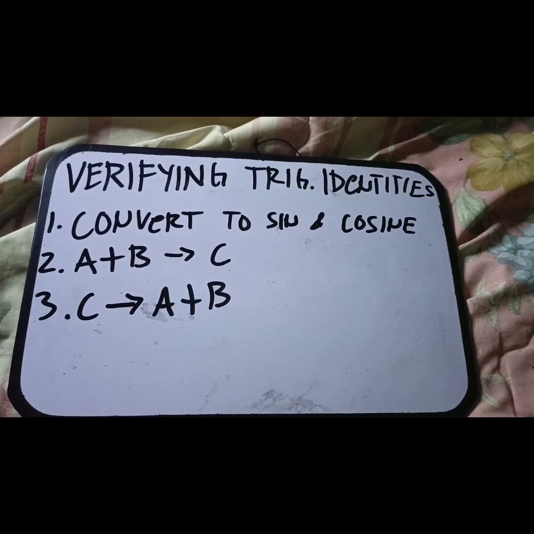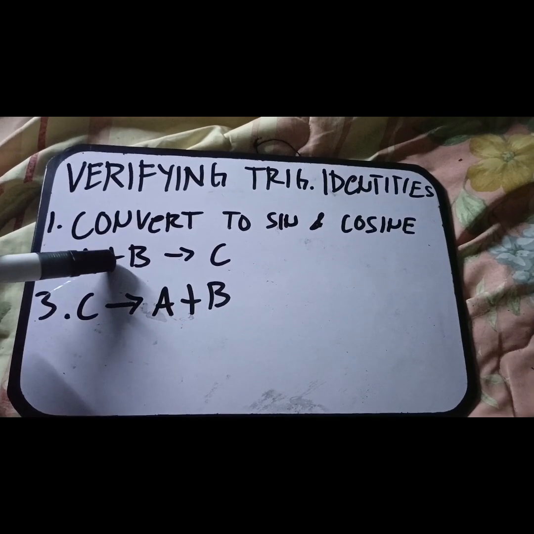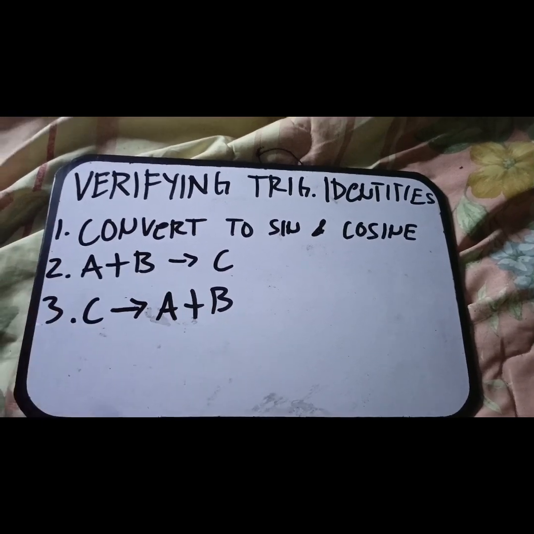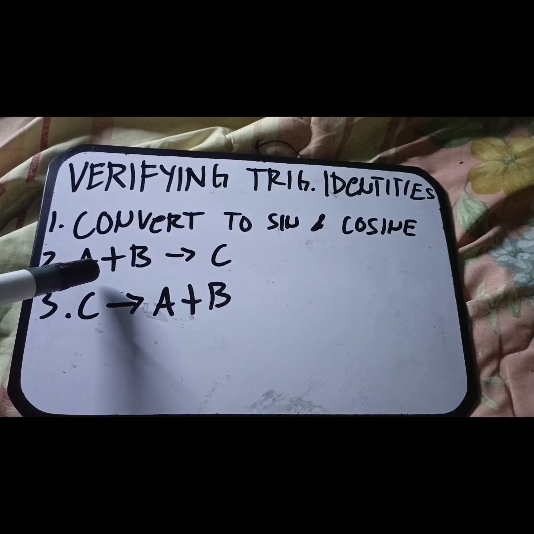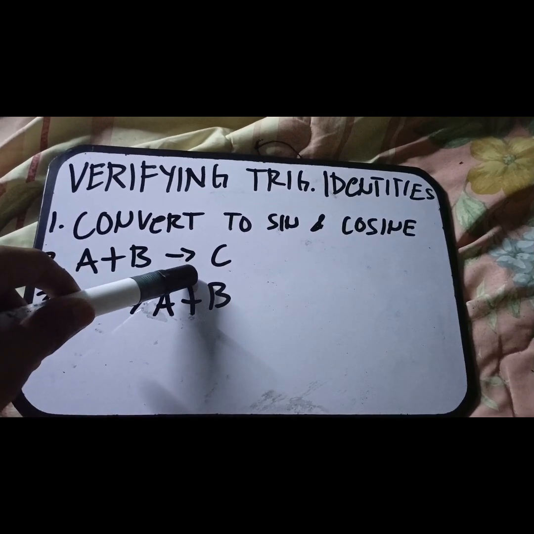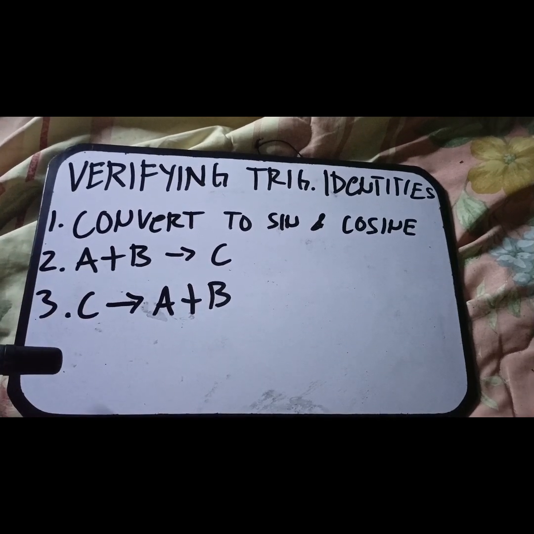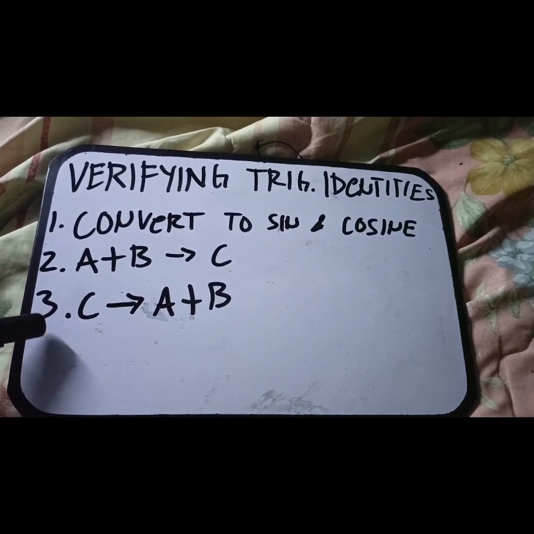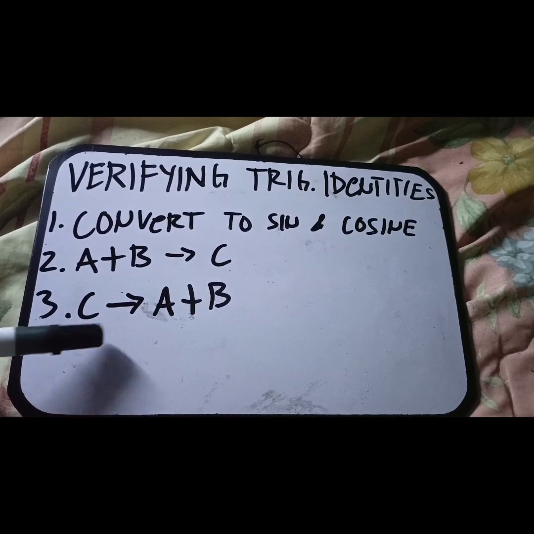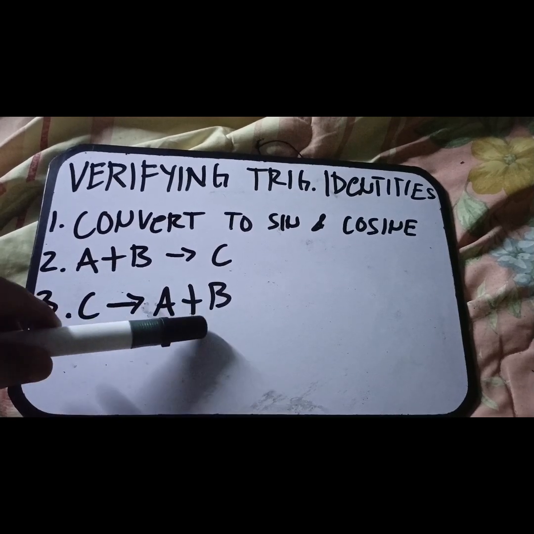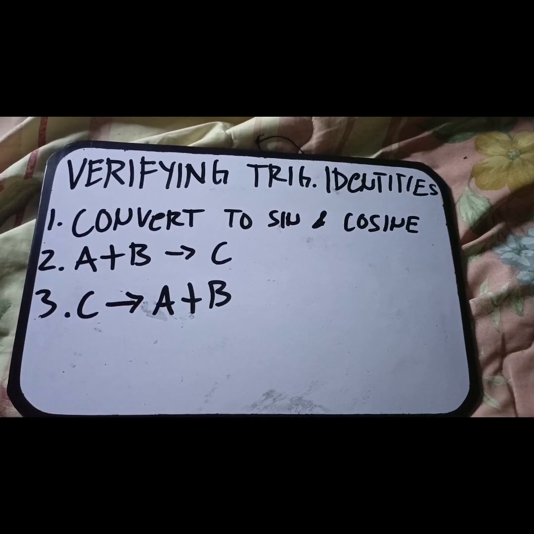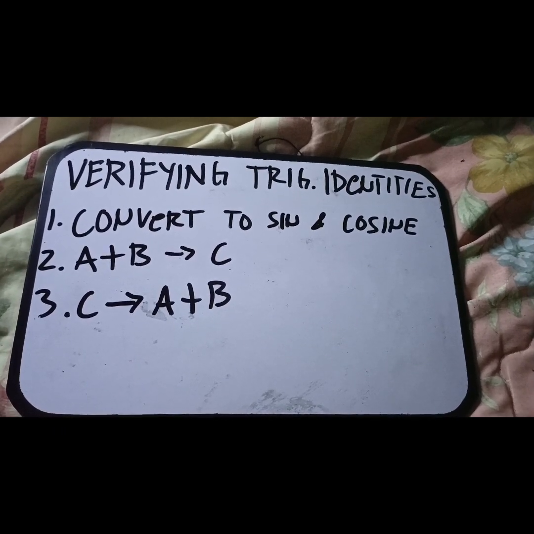Sometimes you'll be given equations like a plus b is equal to c, where you're going to make the left side equal to the right side. That's a common equation you'll encounter. On the other hand, you'll also get the vice versa of step number 2, which is c is equal to a plus b, and that's also a common equation you'll encounter in verifying trig identities.